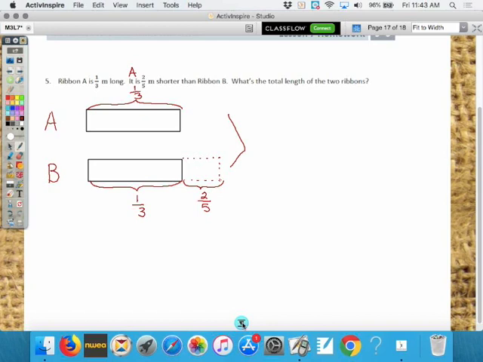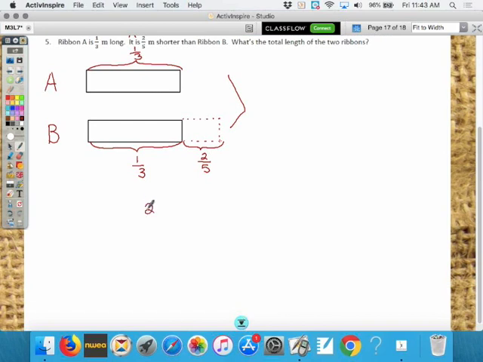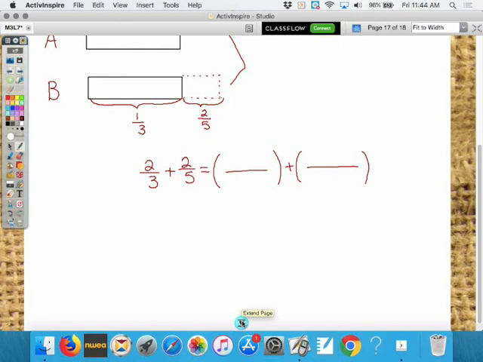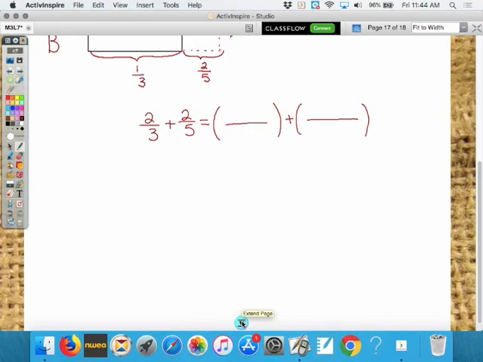So I think I'll do it down here. 2/3 plus 2/5. Want to solve it numerically? Yes. Okay, let's do it with the parentheses. Same thing we just did, but a little more organized. Okay, so what's my common denominator? 15.